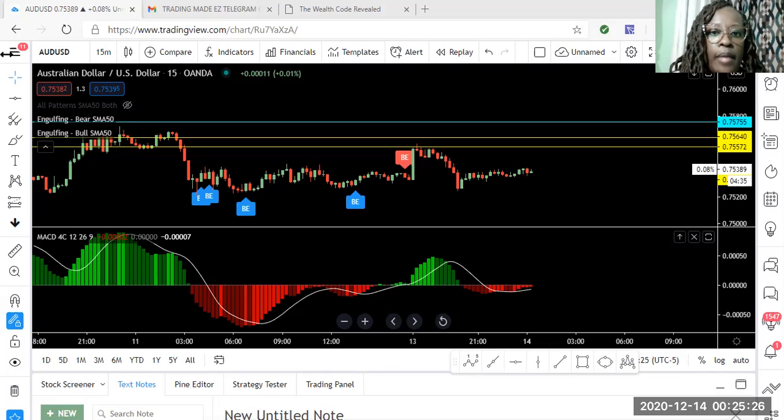AUD/JPY, what do we have on the daily? We have bearish. Now, what have you noticed with the AUD pairs? Pretty much all of them except for one, I forget which one it was, were bearish, looking for sales. Okay, same thing here. So I drop down, I'm looking for a sale.